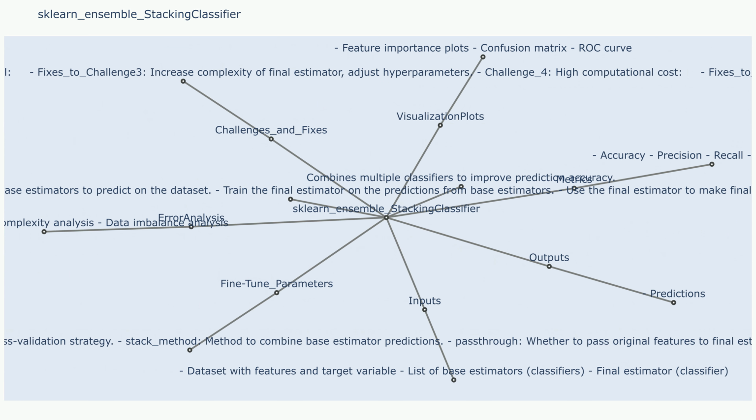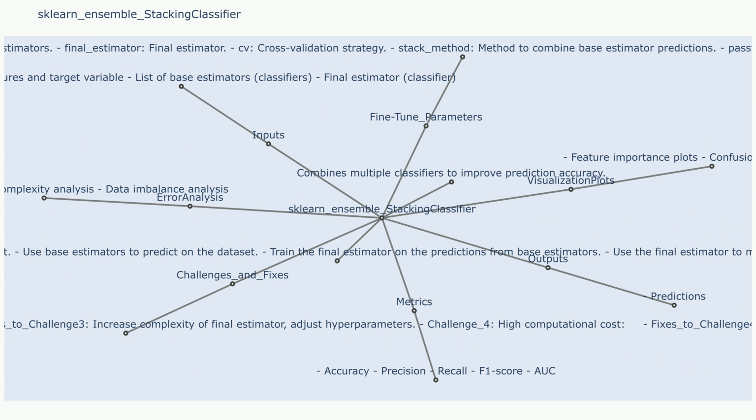Metrics. Accuracy measures the proportion of correctly classified instances. Precision measures the proportion of true positives among all positive predictions. Recall measures the proportion of true positives among all actual positive instances. F1 score, the harmonic mean of precision and recall.